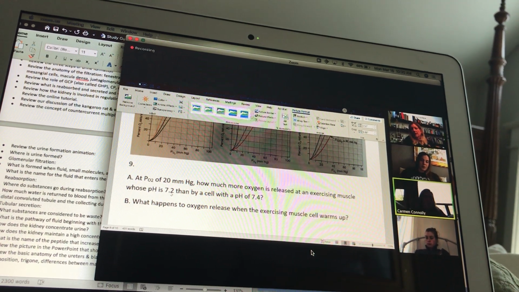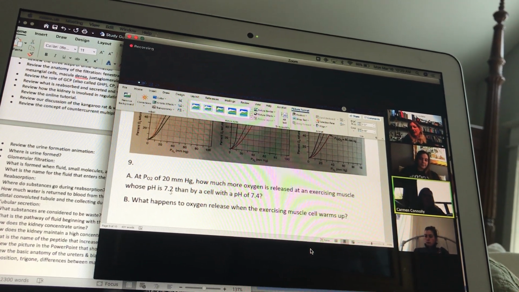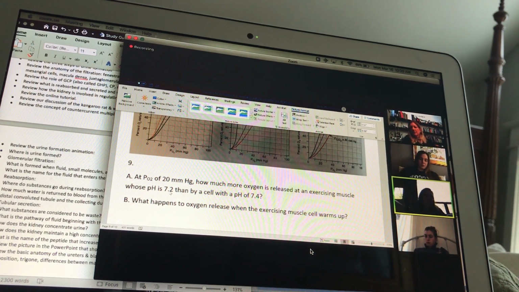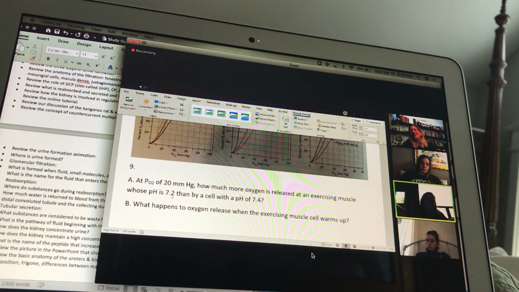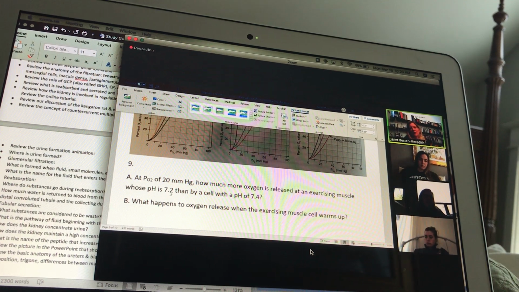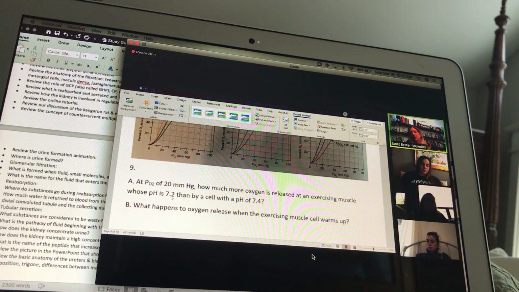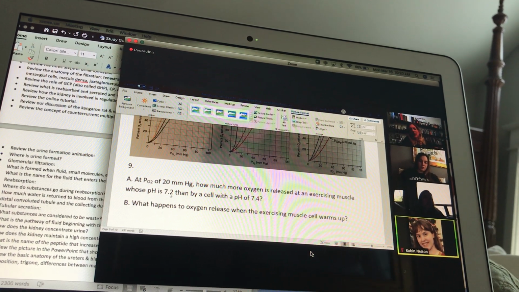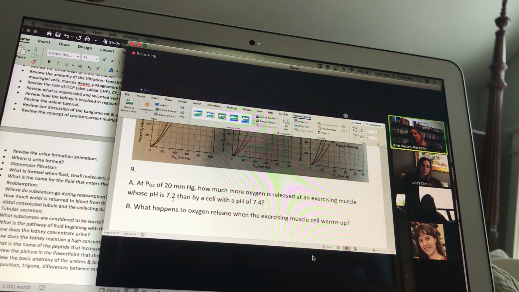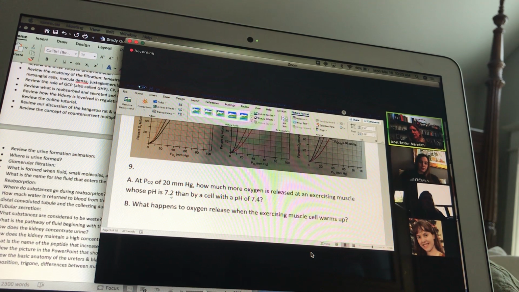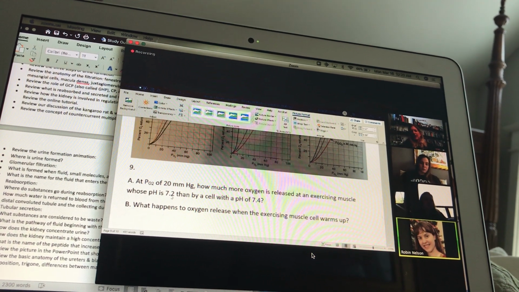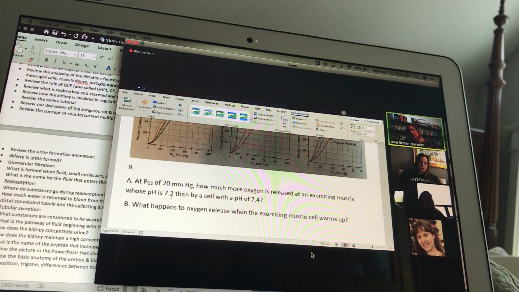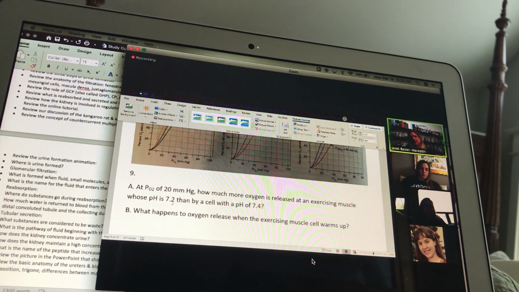It's more acidic. Why is it more acidic? There's more hydrogen ions. Yeah, but when do cells usually become more acidic? When they're exercising. And why do they become more acidic? Because when you exercise, what do you produce? Lactic acid. Yeah, and you produce acids and you produce CO2, right? Just by the process of cellular metabolism.